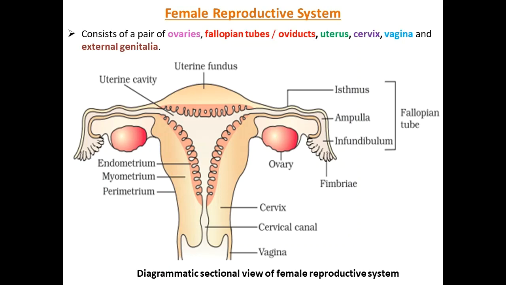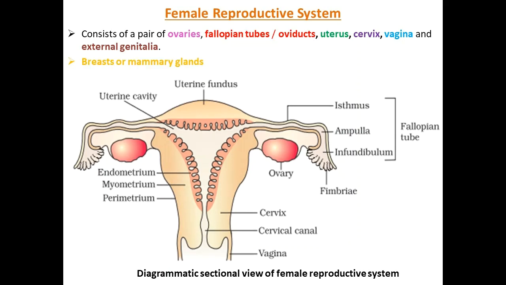But associated with these female reproductive structures, there is a pair of mammary glands, and these two structures work in an integrated manner, meaning they work together, structurally and functionally.